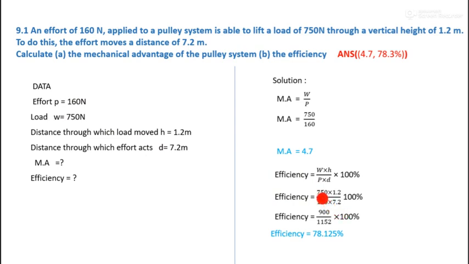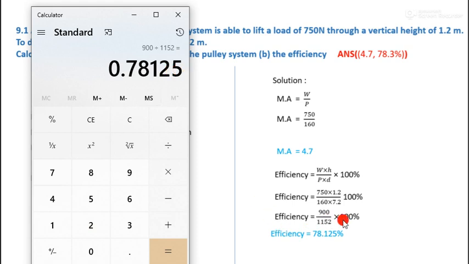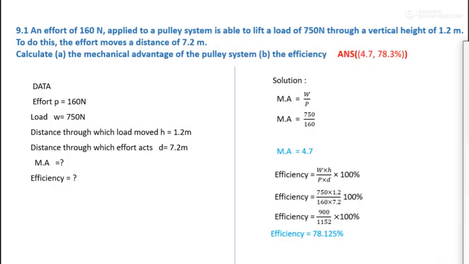Now when we multiply, first of all 750 multiplied by 1.2 is equal to 900, and 160 multiplied by 7.2 is equal to 1152. Now when we divide 900 divided by 1152, which is equal to 0.78125. Now when we multiply by 100, which is equal to 78.125%, so the efficiency of this pulley is 78.125%. I hope you all understood.